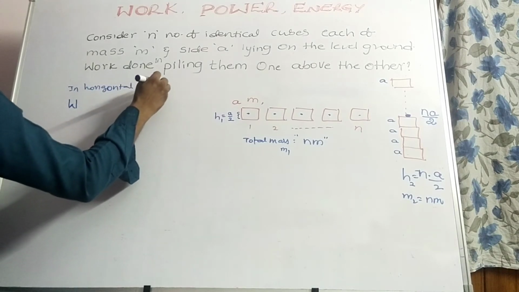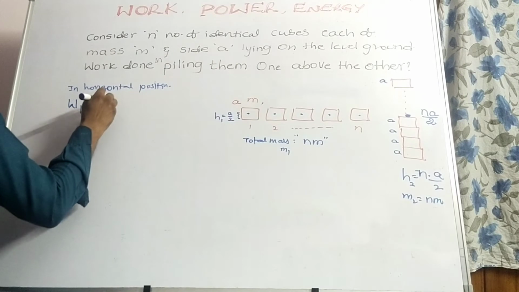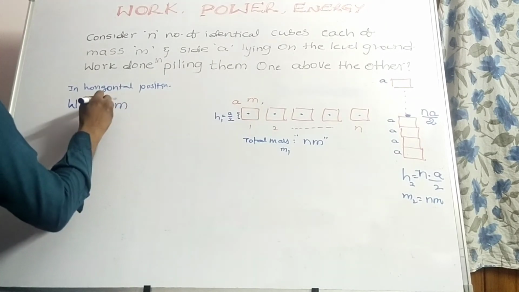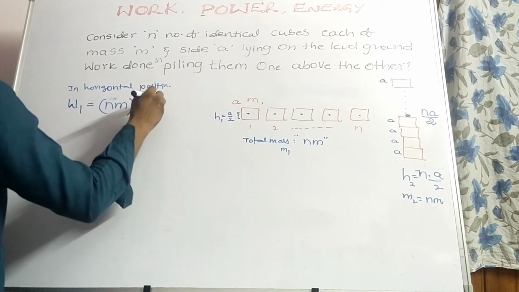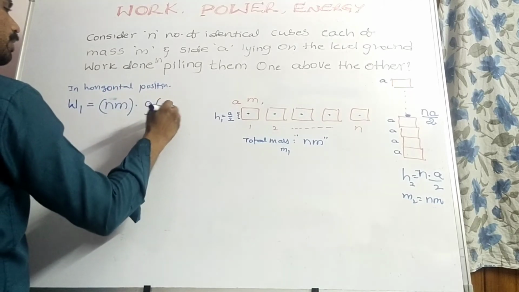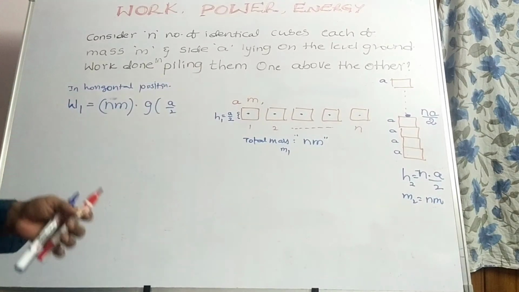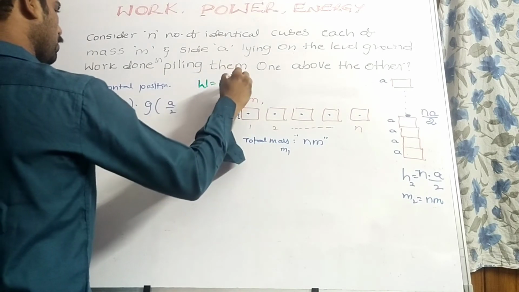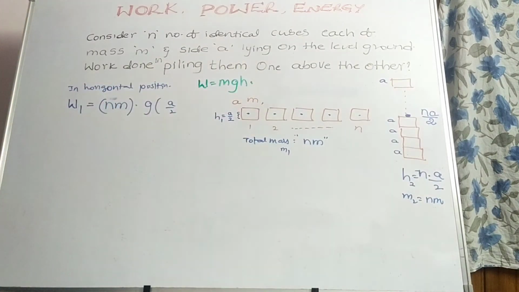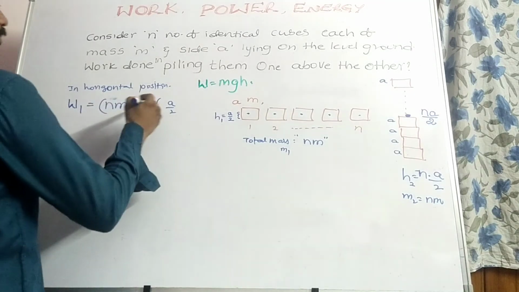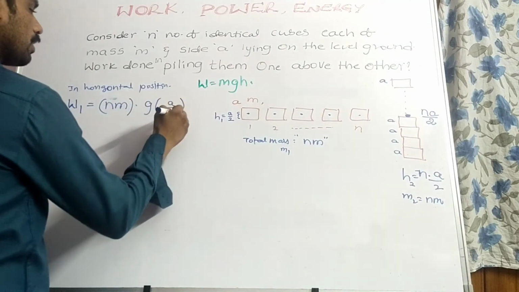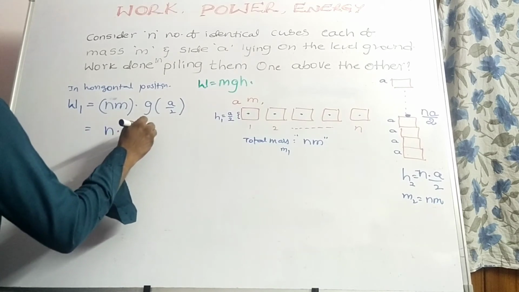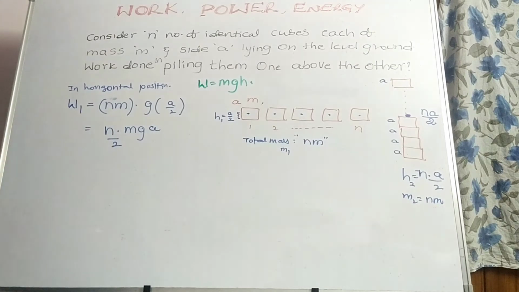In the horizontal position, work done W1 is equal to mass nm into g into height, which is a by 2. Here we are using the basic formula for potential energy, W is equal to mgh. So the expression becomes n into mg a by 2.